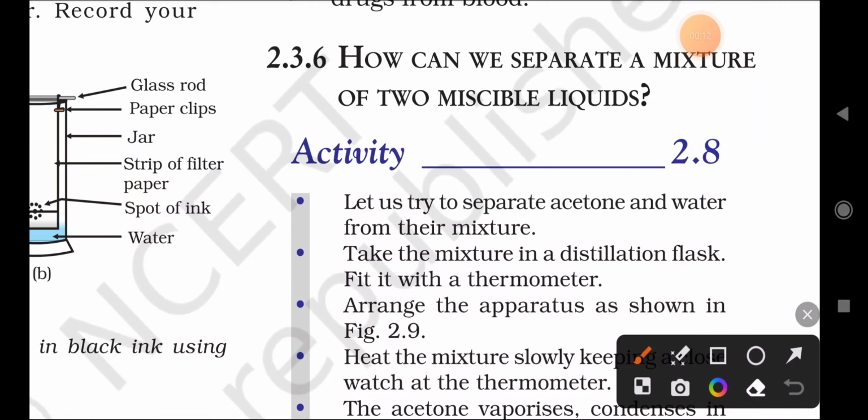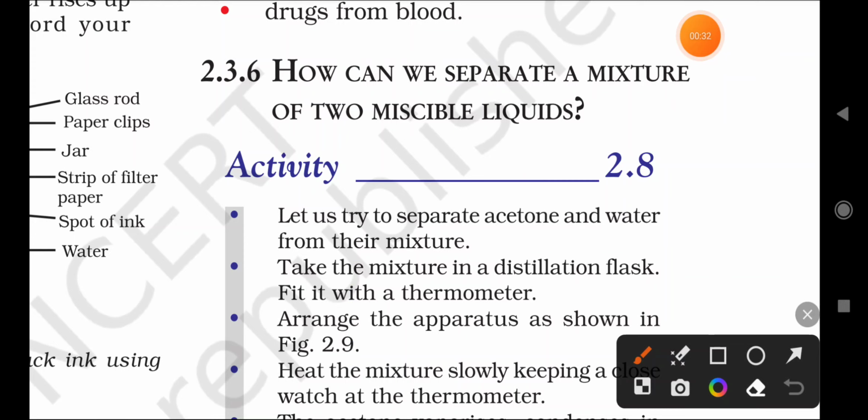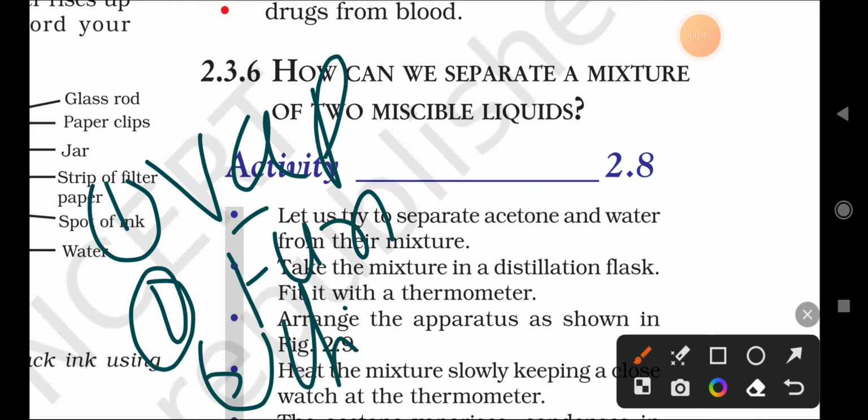So in the previous videos of this chapter, we discussed the separation of mixtures. The separation of mixtures is done by a variety of methods. We discussed the evaporation method, the funnel separation method, and the chromatography method.